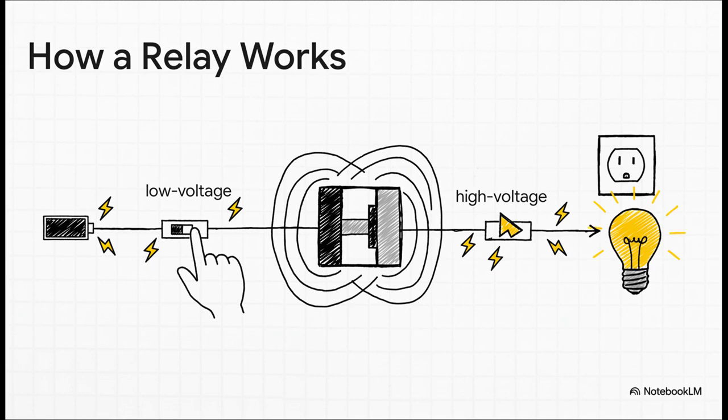Last but not least, we have the relay. A relay is basically a remote control switch. It's so cool because it lets you use a tiny, safe amount of power, like 5 volts, to control a much bigger, more dangerous amount of power. The small voltage powers a little magnet, which then pulls a lever to close a heavy-duty switch for something like a lamp or a motor. It's all about safely controlling big things with small signals.